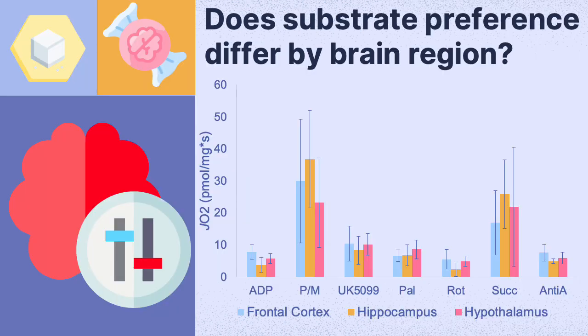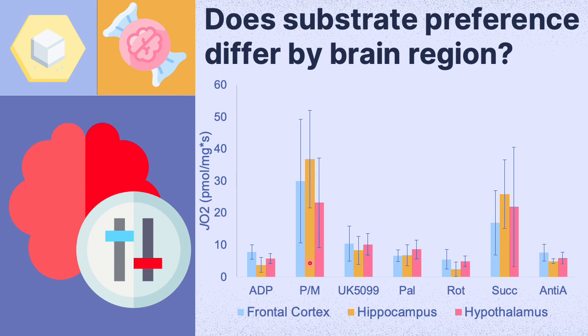First, I wanted to establish whether there were substrate preference differences, that is, fuel preference differences among brain regions. I looked at three brain regions: the frontal cortex, hippocampus, and hypothalamus. On our y-axis, you can see the flux we were talking about earlier, the respiration, JO2. Basically, this is oxygen consumption and tells us how much energy is being produced by the mitochondria in each brain region.